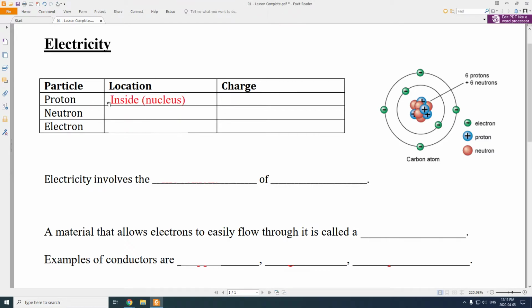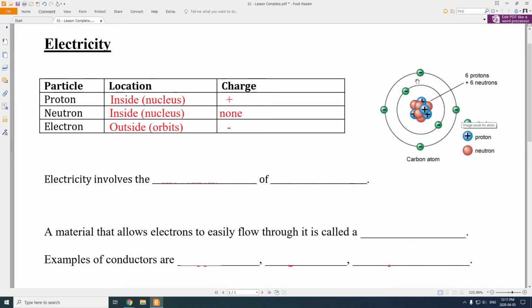Protons were on the inside of an atom. We call that inside clump the nucleus. They were positive. The neutrons were also on the inside there. They had no charge. And on the outside in these orbits were the electrons, and those electrons were negatively charged. So when we're talking about electricity, electricity is actually when you have these electrons flowing through a material.